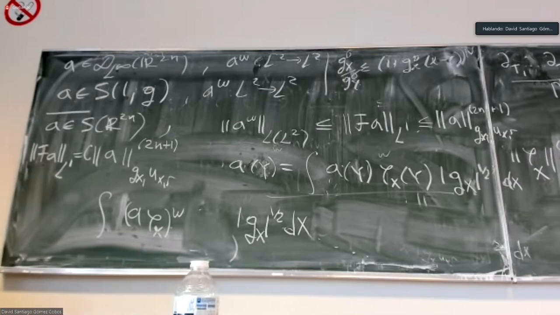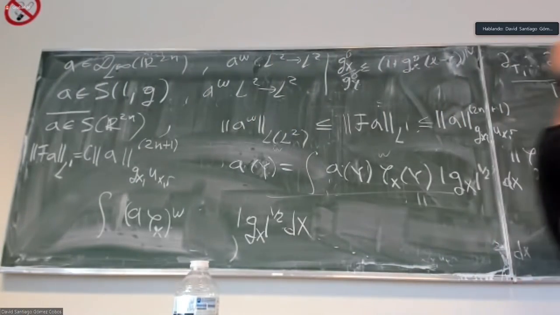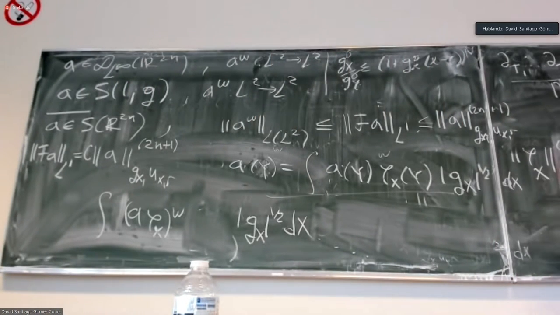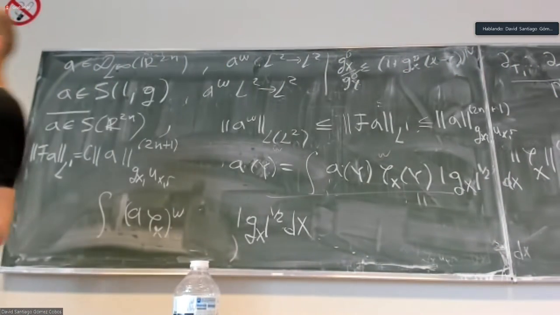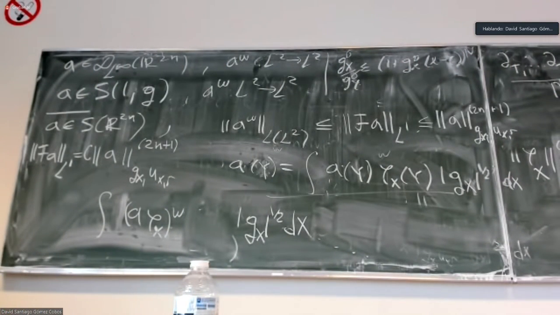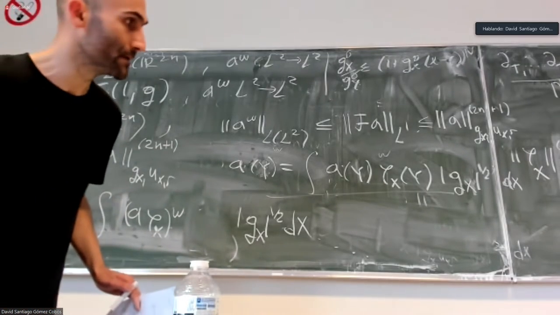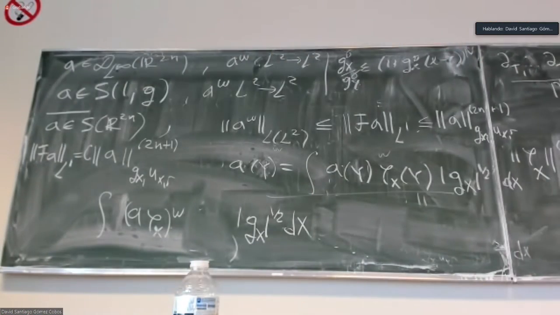The whole idea was that this family of confined symbols allowed me to restrict my symbol to a place where I can change everything. That's how you do the L2 continuity. The continuity on S is really similar.